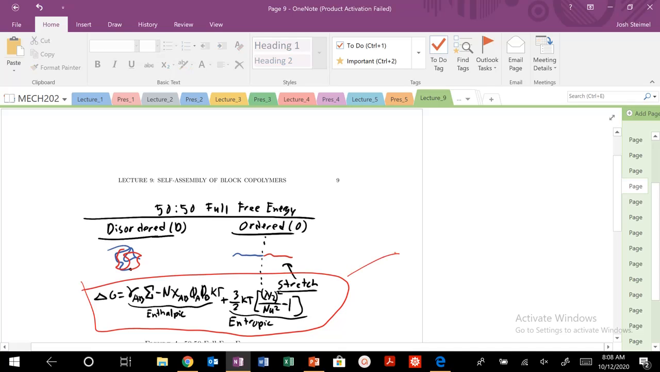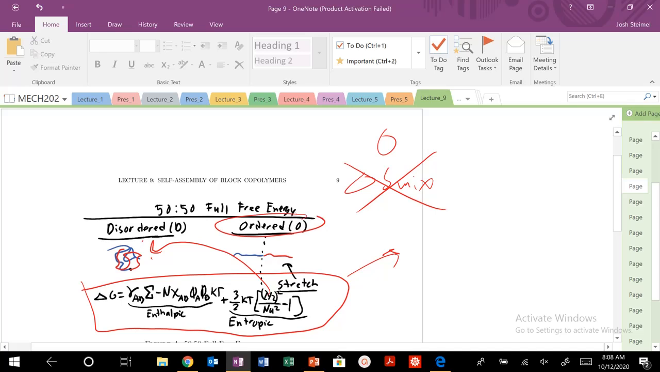One of the key assumptions we made here was that for our disordered state, delta S of mixing is essentially 0. So what in here is pushing us to go to a disordered state? Well, it's the stretching term. We want to maximize our conformational entropy, so I want to be in the disordered state. So that's what's pushing us to go to disordered.